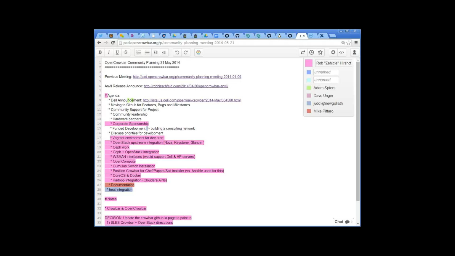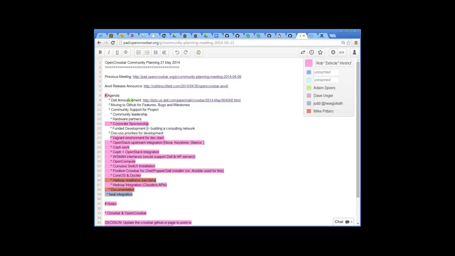In the past, in Crowbar 1, the workloads got very connected into what Crowbar was, and it became impossible to extricate the OpenStack piece from the Crowbar piece. One of OpenCrowbar's goals was to keep that separation a little bit more. Excellent. Good point. Thank you, Mike.